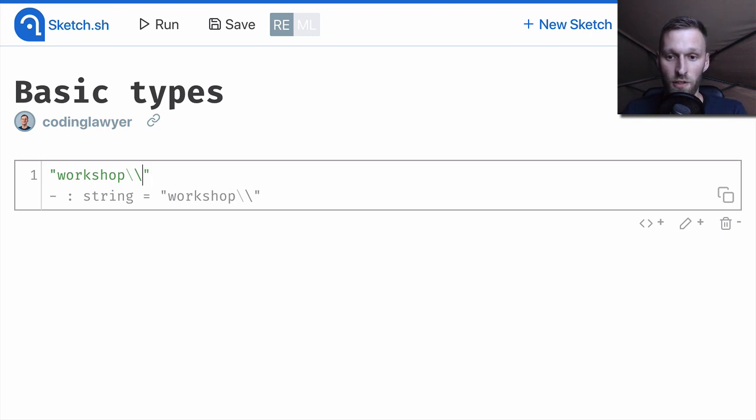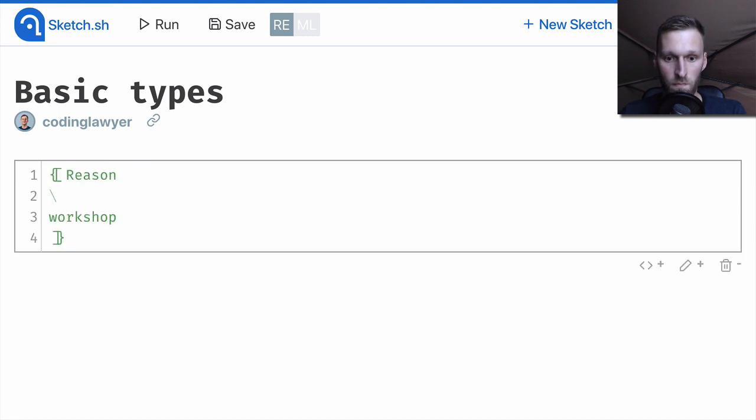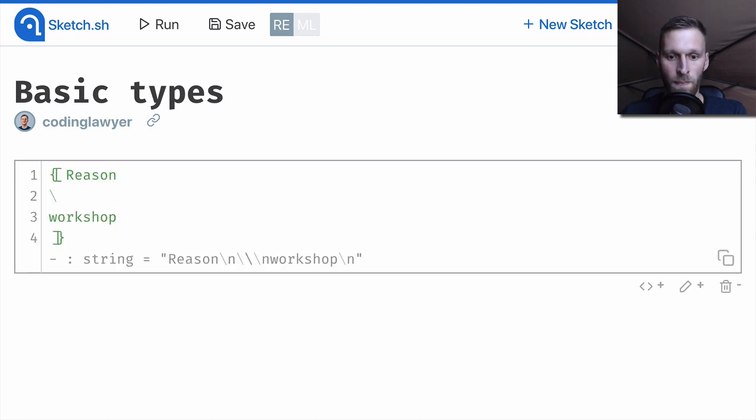In Reason, we can use a so-called quoted string. Let's take a look. Now this special syntax for a string allows us to do multi-line strings, and we don't need any special characters to escape them. It's similar to a JavaScript backtick string interpolation.